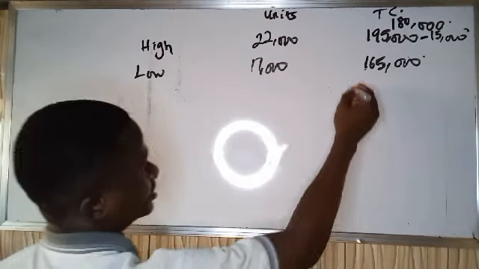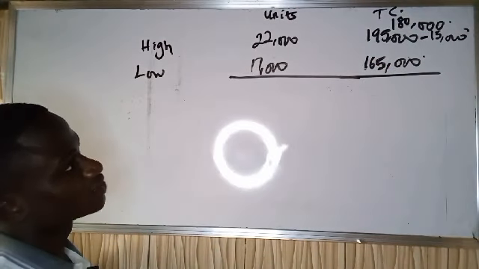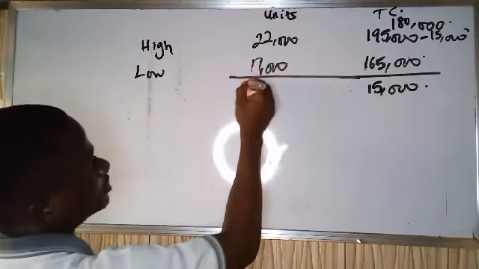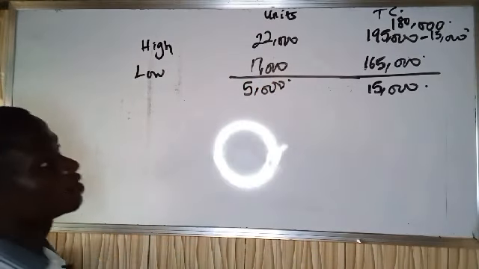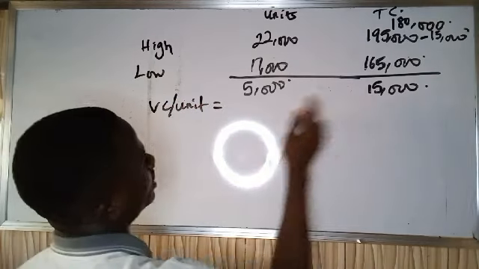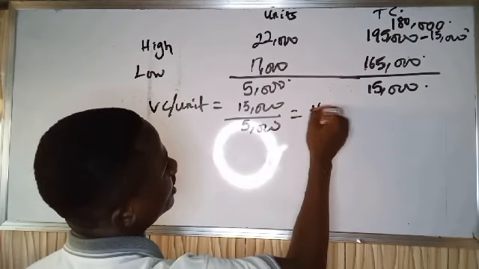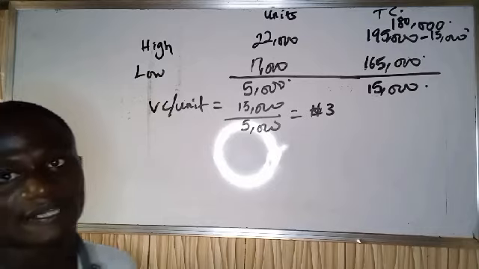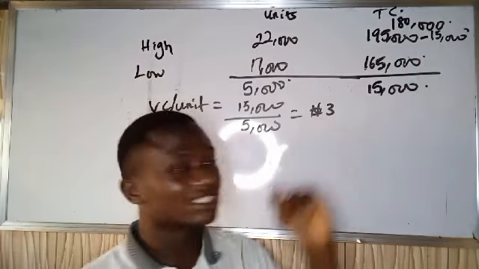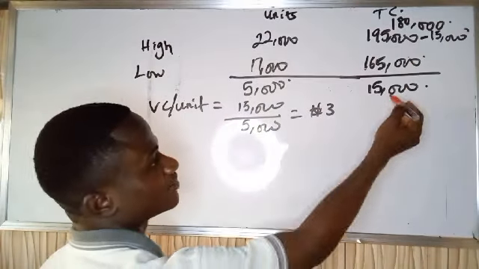So at this point, we subtract 180,000 minus 165,000. That will be 15,000, and 22,000 minus 17,000 will be 5,000. So I can now get my variable cost per unit. Variable cost per unit, as you all know, is 15,000 divided by 5,000, which is 3 naira per unit. As simple as that. Now, the assumption we made here was that we subtracted 15,000. Now let's add 15,000 to this and see if we still get the same 15,000.